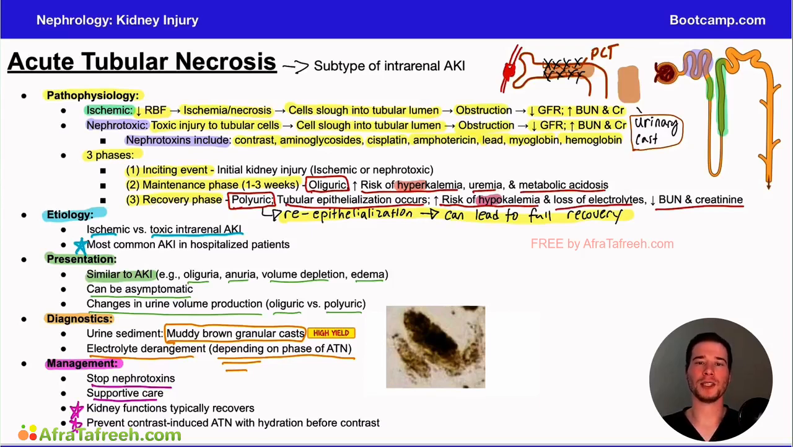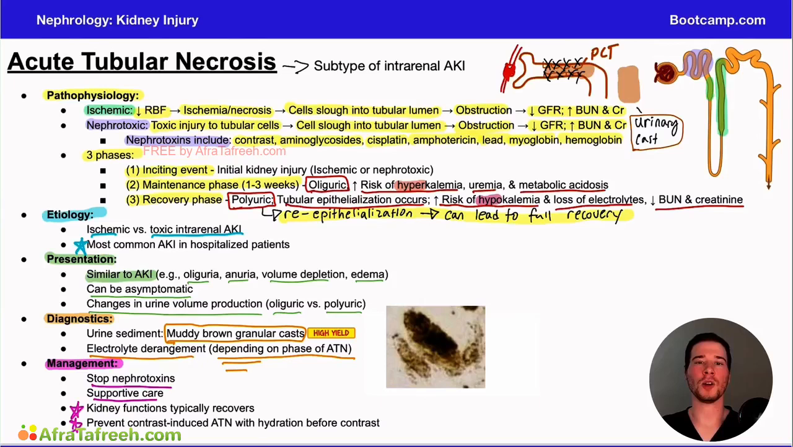So just to quickly summarize this video and give you guys a couple take-home points. When we think about acute tubular necrosis, there are two primary causes: ischemic and nephrotoxic. A handful of things can cause the ischemia. Many things can cause the nephrotoxicity. The classic presentation for these patients is really going to be signs that are similar to acute kidney injury. Do they have changes in their urine output? Do they have hypertension? Do they have edema or volume depletion? There's a variety of different ways this can present.